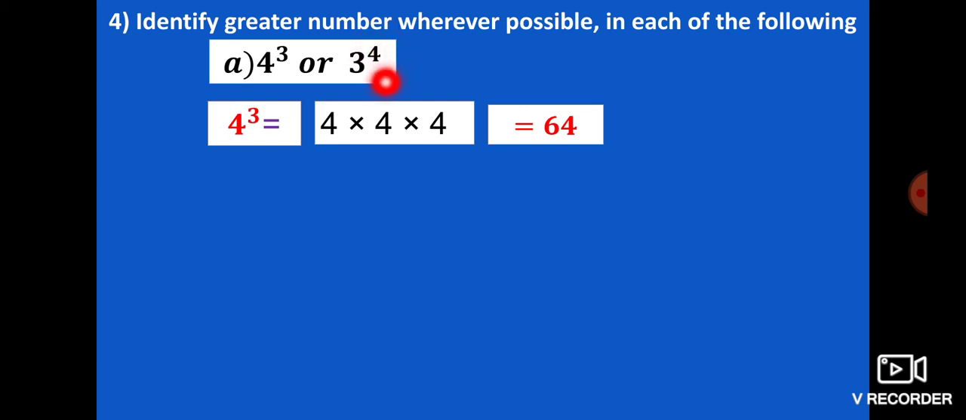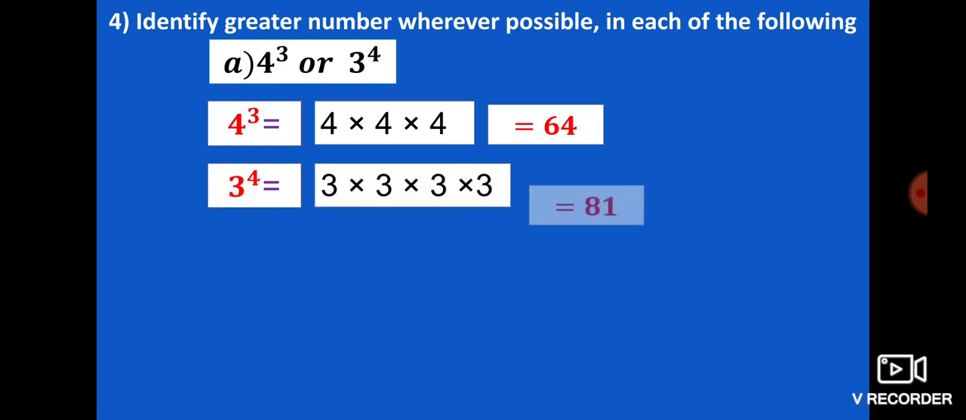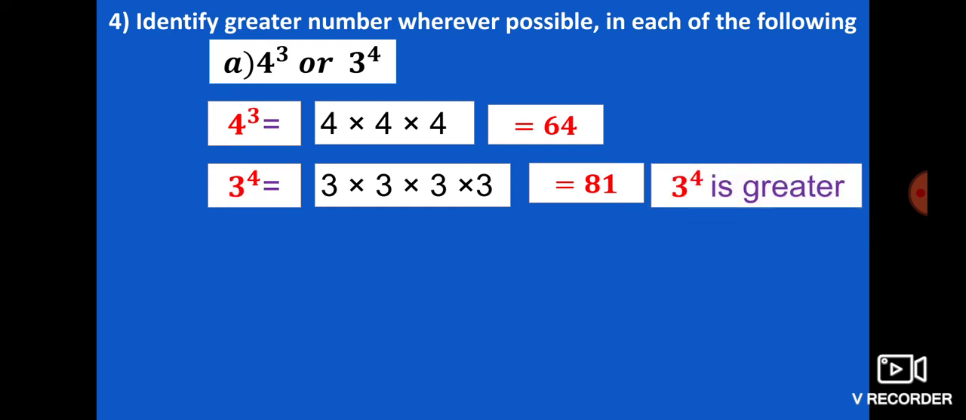Then we find the answer of 3 raised to 4. 3 raised to 4 is multiply 3 four times. 3 into 3 into 3 into 3. Answer is 81. Out of 64 and 81, which is greater? 81 is greater. So 3 raised to 4 is greater. By this method, we can find which is greater.